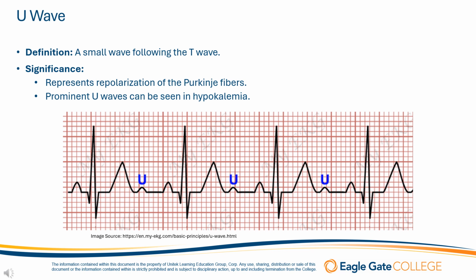Correcting the underlying cause of U wave changes is crucial. So, for hypokalemia, potassium supplements or dietary adjustments are necessary to restore normal levels. And monitoring and managing other electrolyte imbalances like calcium and magnesium are also important. Adjust any medications that might be contributing to U wave changes. We might need to alter doses of digitalis or consider alternative medications if necessary.